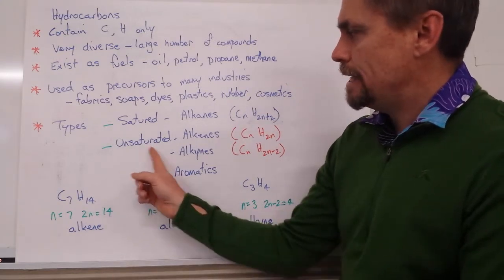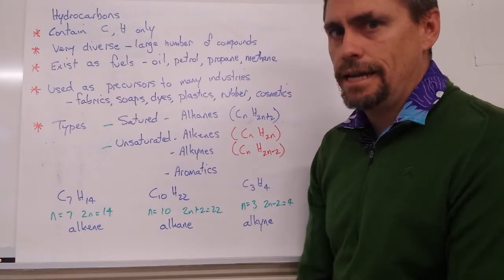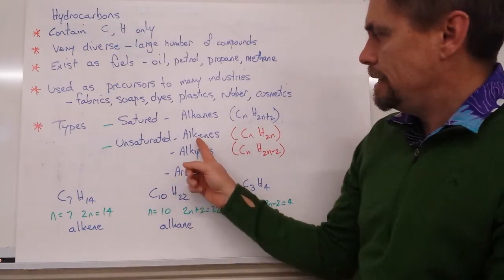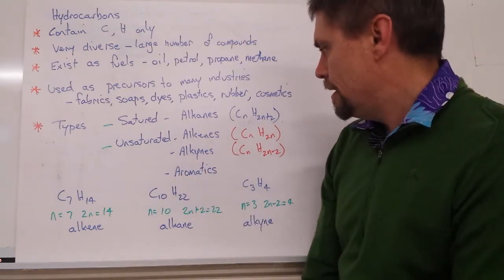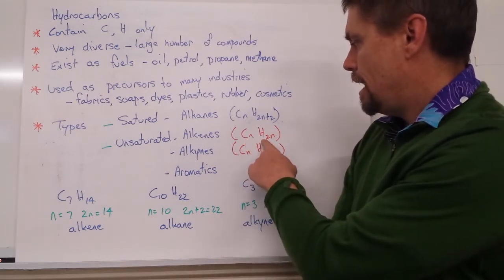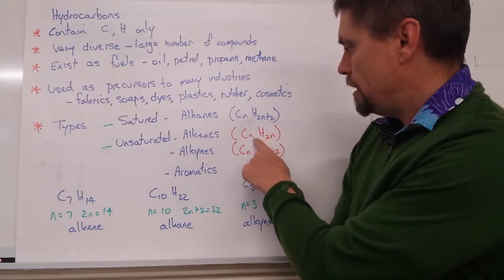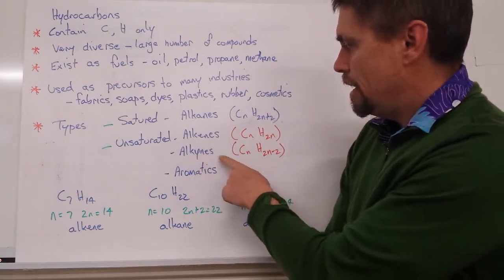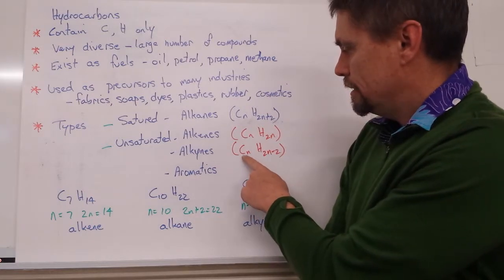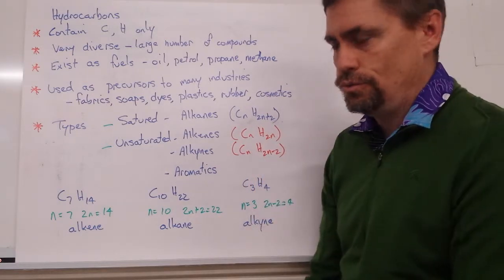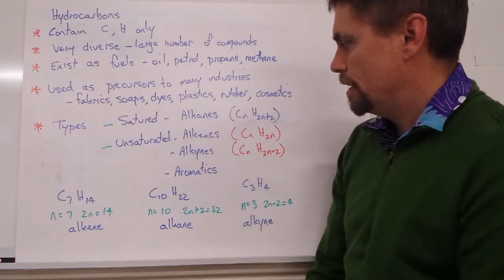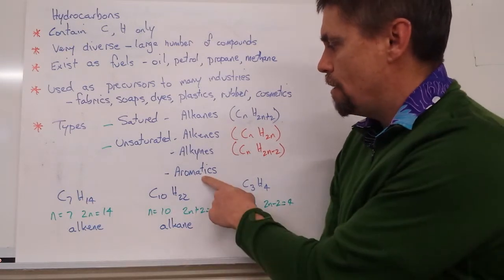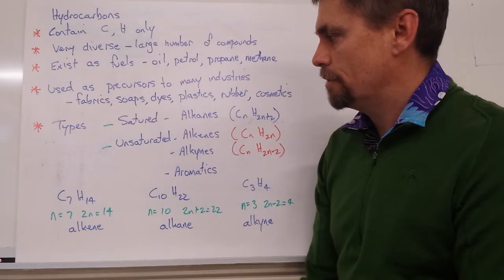We also have our unsaturated hydrocarbons, and these contain a double bond or they're in a ring structure. So our alkenes have one single double bond, and they have the generic formula CnH2n. In other words, twice as many hydrogens as carbons. Our alkynes, on the other hand, have a triple bond in them, and they have CnH2n minus 2. That triple bond takes away two hydrogens. Our other category of unsaturated hydrocarbons are our aromatics or ring-structured hydrocarbons.